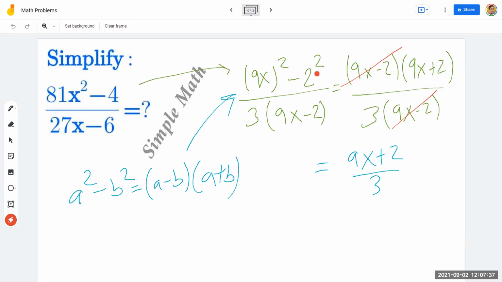Now here we have a difference of two squares, so 9x squared minus 2 squared. The formula for such cases is a squared minus b squared equals a minus b times a plus b. So if we expand this, 9x squared minus 2 squared is 9x minus 2 times 9x plus 2. As you see, these two terms are equal, and since there is multiplication, we can cancel them out, and what is left is 9x plus 2 over 3.